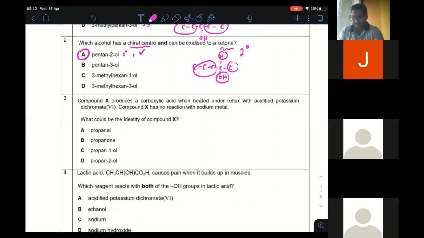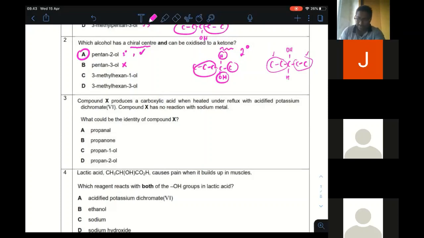But let's have a look at the wrong answers, B, C, and D. Let's look at pentan-3-ol. This one has OH. Let's see whether it is primary, secondary, or tertiary alcohol. You can see here it is a secondary alcohol. But does it have a chiral center? It has C2H5 and C2H5. It cannot have the same group. You need to have 4 different groups to have a chiral center. So it does not have a chiral center.